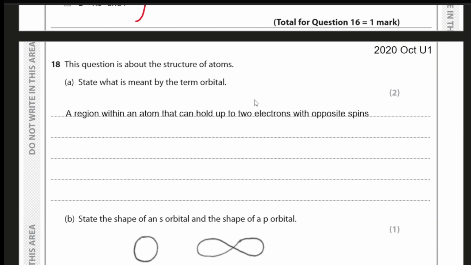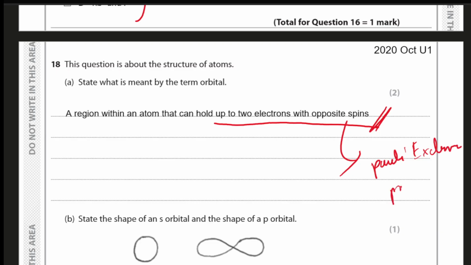Now this question is about the structure of atoms. They asked what is meant by the term orbital. Well, we know what an orbital is. It is a region within an atom that can hold up to two electrons with opposite spin, and we know why, because of the Pauli exclusion principle.